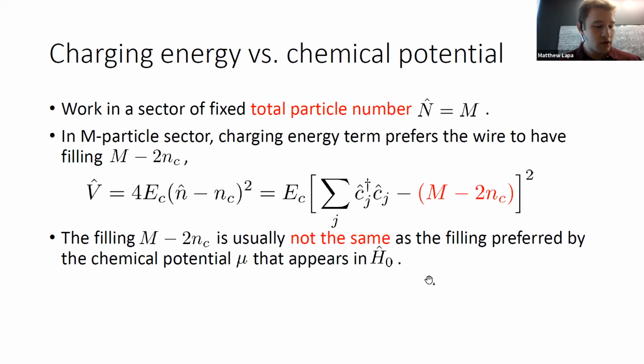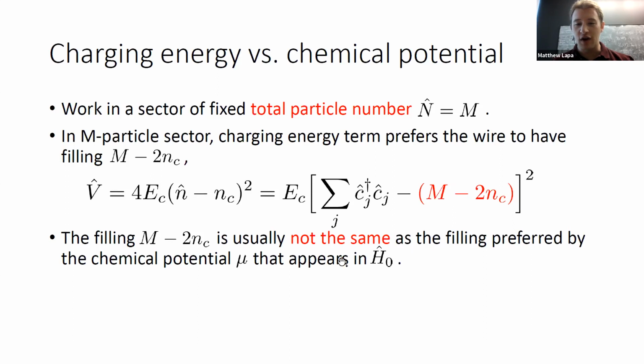So let me point out one subtle aspect of this model. Suppose we go to a sector of fixed total particle number equal to m. In this sector, you can rewrite the charging energy in terms of not lowercase n, but in terms of the number operator on the wire. And if you do this, you'll see that this charging energy term prefers the wire to have a filling equal to this combination m minus 2nc. And in general, this filling is not the same as the filling that's preferred by the chemical potential in the H0 part of the Hamiltonian.